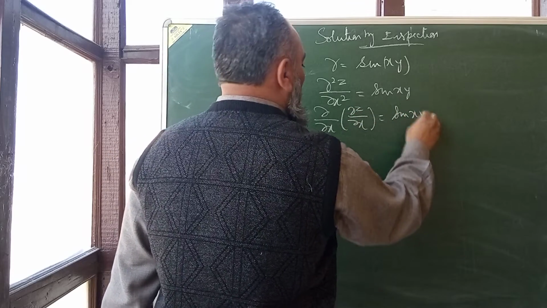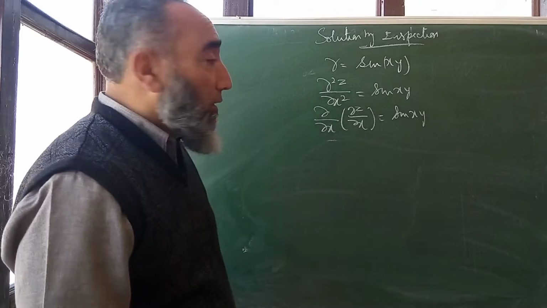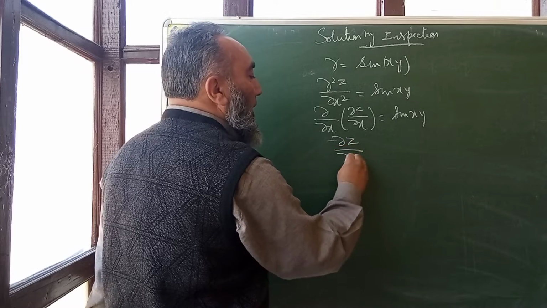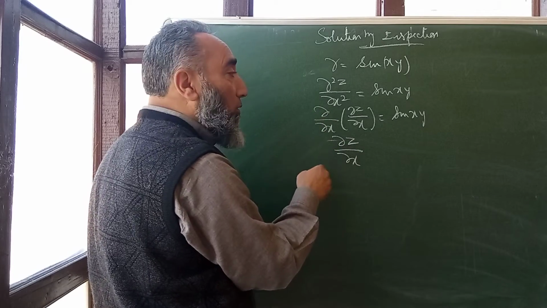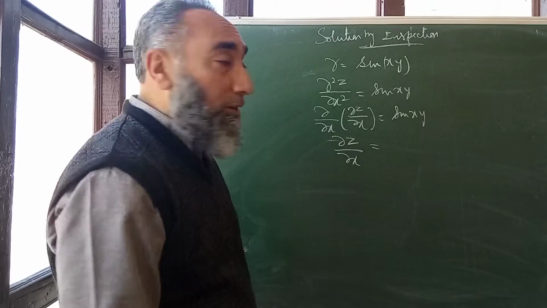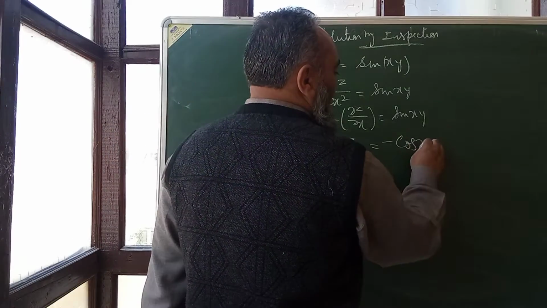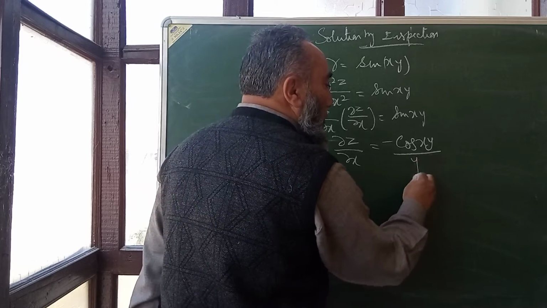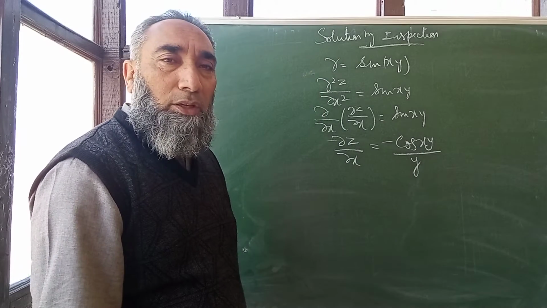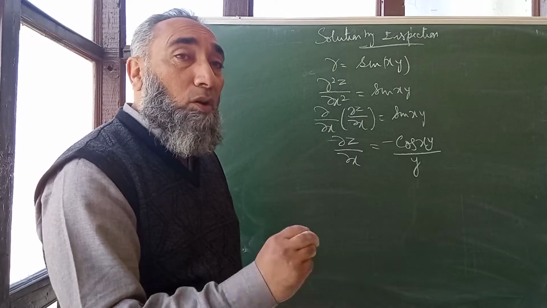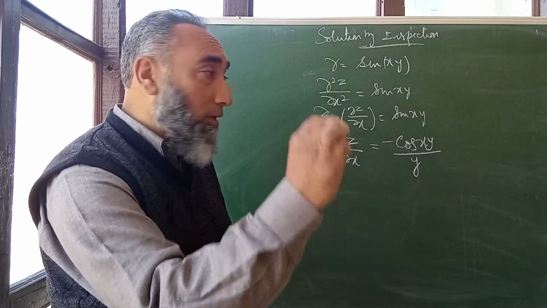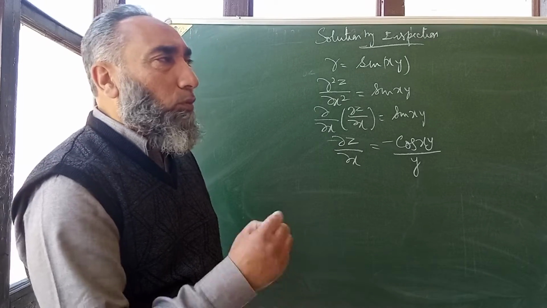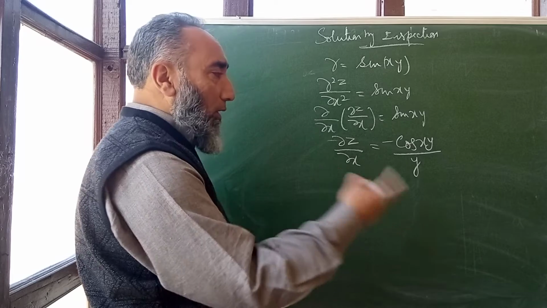Now let me integrate it. I have to find z. Let me integrate it with respect to x. I will get del z by del x, integrating with respect to x. What is the integration of sine? It is minus cos xy. What is the constant? When you are integrating with respect to x, y is the constant. So, you know, the integration of sin of ax is minus cos of ax by a, where a is constant. Here, when you are differentiating or integrating with respect to y, your x is constant.